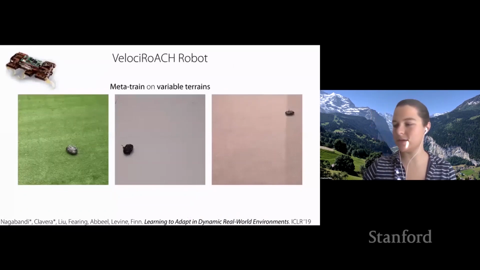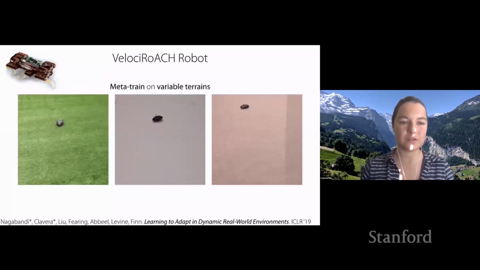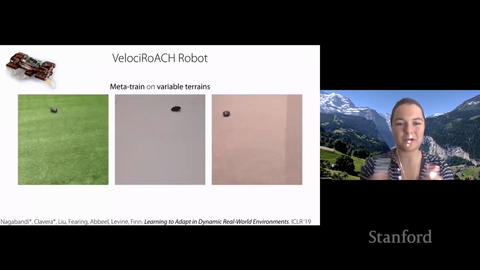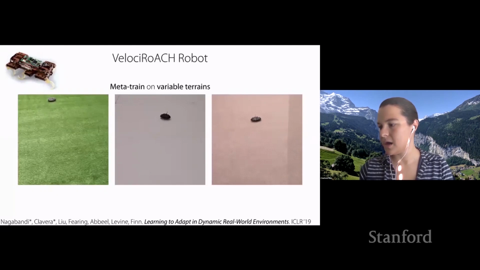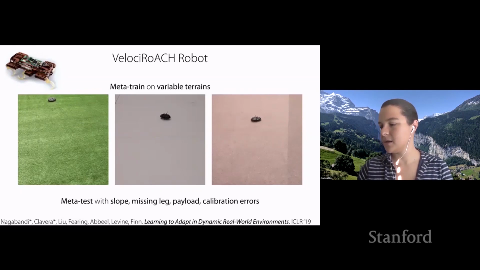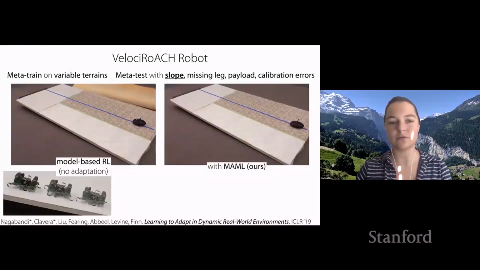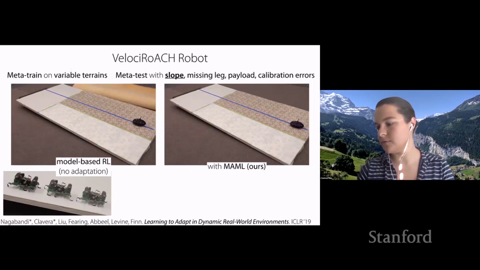So you can collect data on different terrains with this little six-legged robot. These robots are actually built by hand, and their dynamics vary significantly across different terrains and across different conditions of the environment. You can collect data like this, meta-train your model on these different windows of time, and then evaluate how well it can handle new situations. So in this first case, the goal is to walk up this narrow slope, and to be able to walk along a straight line.